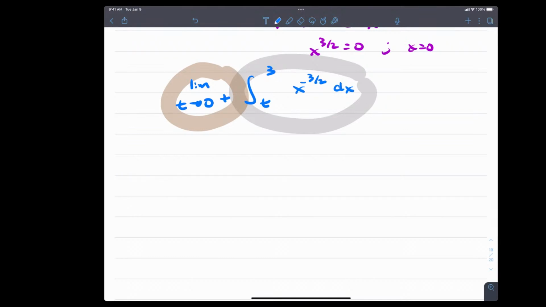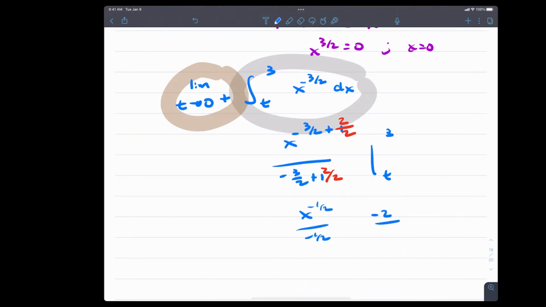And then you say, what does this give you now? Well, x to the minus 3/2 plus 1 over minus 3/2 plus 1. Remember that? And you evaluate that from t to 3. So what is this going to be? Is that 2 over 2? Right? So that's x to the minus 1/2 over minus 1/2. Isn't that going to be minus 2 over the square root of x? Is that right?